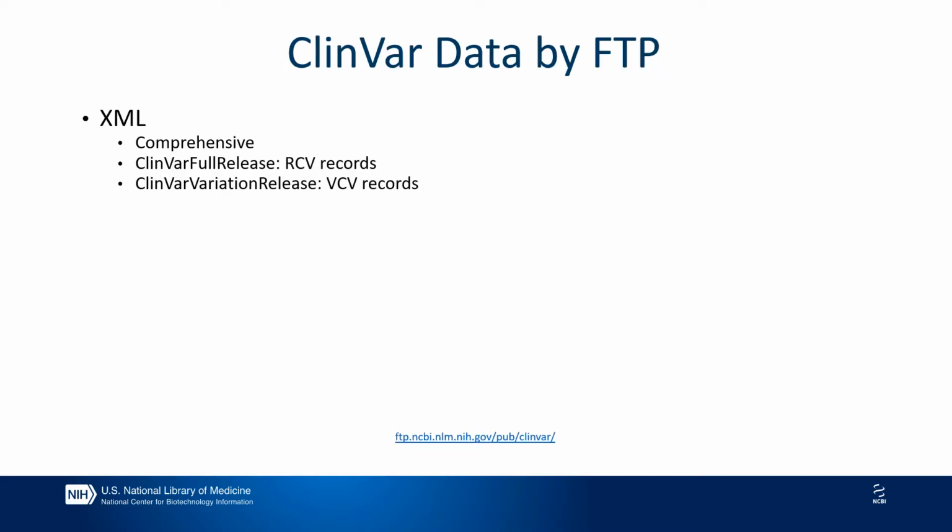So on our FTP site, you can download the comprehensive data set from ClinVar in our XML files. These are really the only files available that have the comprehensive data set. The files are available in two varieties. So the file labeled ClinVar Full Release represents the RCV records. So these are the records that are aggregated by the variant disease pairs. And the XML file that's titled ClinVar Variation Release represents the VCV record. So these are the aggregate records based on the variant aggregation.